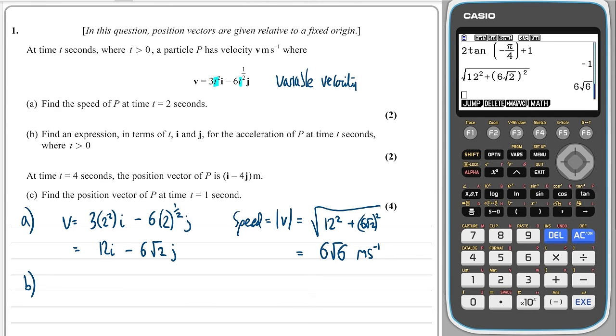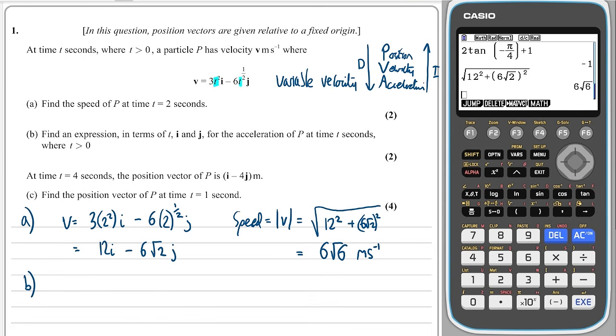Find an expression in terms of t, i and j for the acceleration. Okay, so I know it's variable velocity, so I'm going to remember PVA. If you're a football fan, you might think of the footballer Patrick Van Aanholt. What this stands for is position, velocity, and acceleration. And we differentiate down and we integrate up.